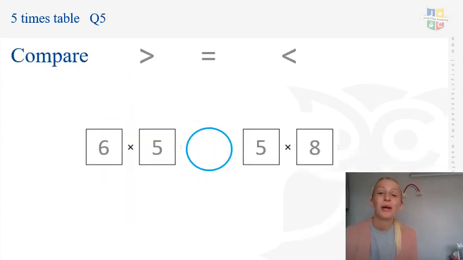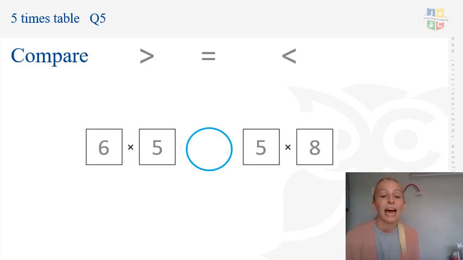Brilliant, well done Year 2. So now we're going to take a look at using our times tables to be able to compare number sentences. So at the top you can see our inequality symbols and we have more than, equals and less than. So the first thing I need to do is to find the answer of both times tables of the number sentences either side before I can see what inequality symbol I need to use.